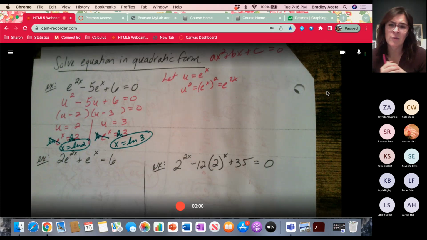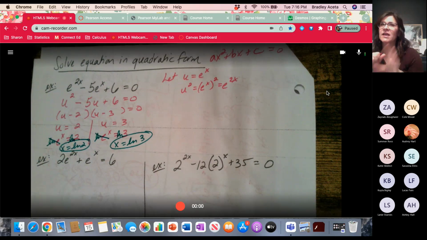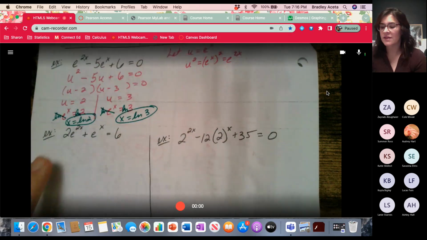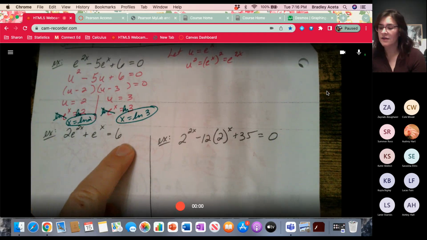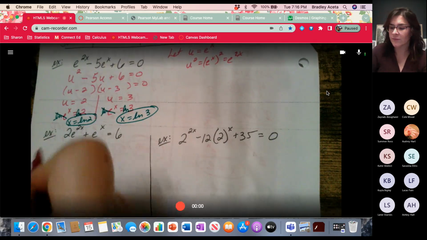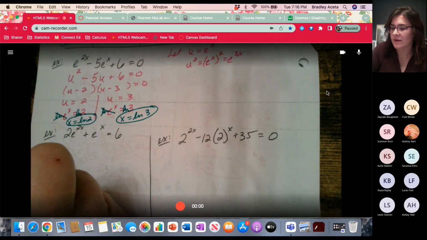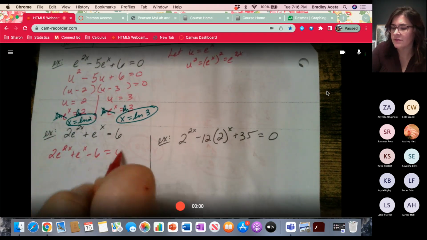Oh, but there are so many more. This chapter's full of them, so you want to look for them. You definitely want to look for an e to the x and an e to the 2x. This one has e to the x and e to the 2x, and it has the 6 on this side, but I can easily bring that over. 2e to the 2x plus e to the x minus 6 equals 0.